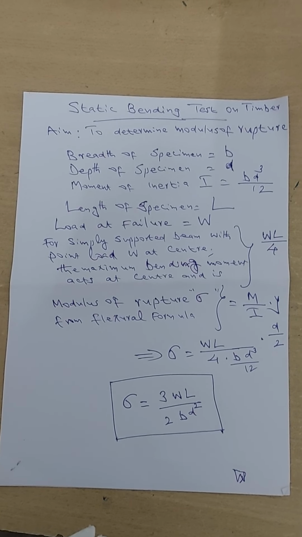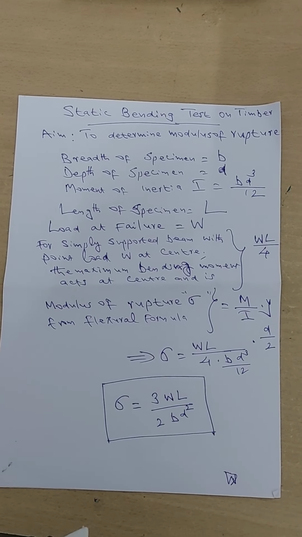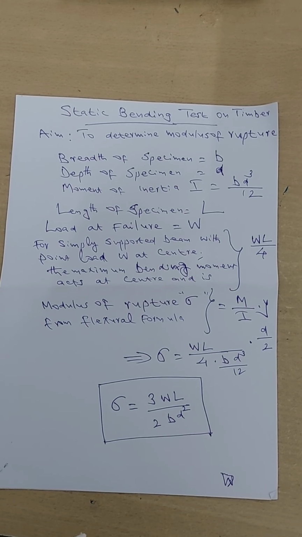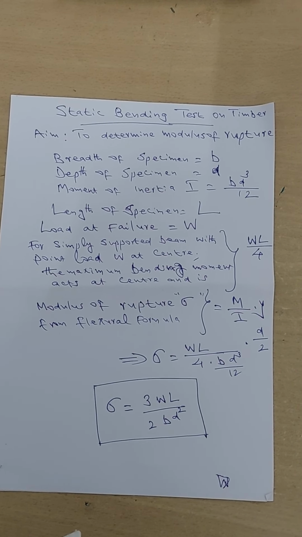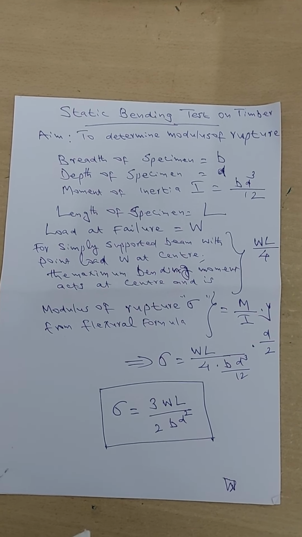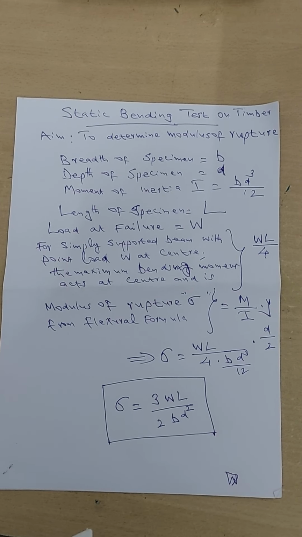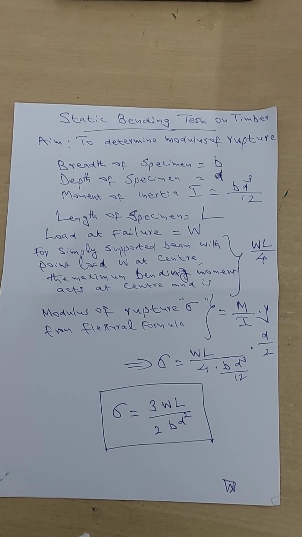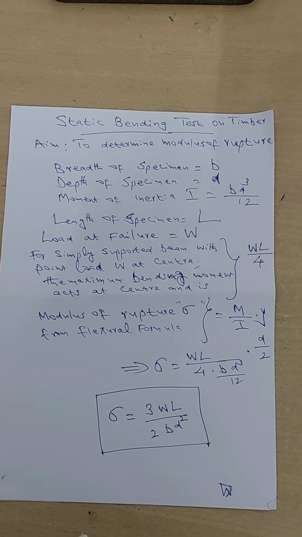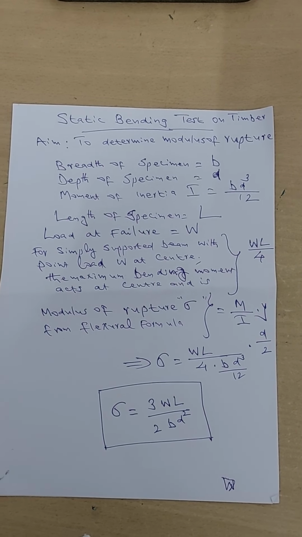For such a specimen, the bending moment will be maximum at the center and will be given as WL by 4, where W is the load, L is the length. So for a simply supported beam acted upon by a point load at the center, the maximum bending moment always acts at the center and is given as WL by 4. So bending moment is WL by 4, moment of inertia is B d cube by 12.